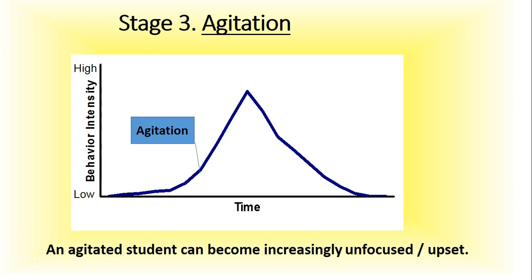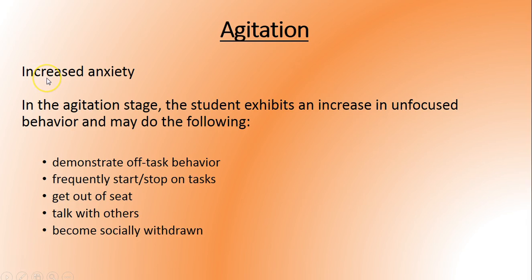Stage 3 of the escalation model is the agitation stage. During this stage, an individual will become increasingly unfocused or upset. And notice on the model that the behavior intensity is starting to increase with agitation. During the agitation stage, you'll see greater anxiety than you saw with the trigger stage. Also, during the agitation stage, this individual has an increase in unfocused behavior.